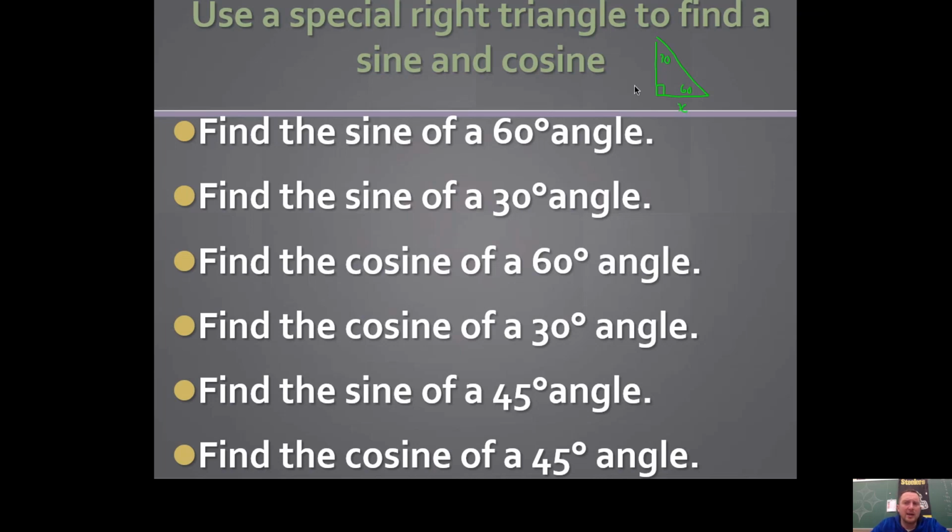We call our short leg x. Remember, our long leg is x square root of 3. Our hypotenuse would be 2x. That's how 30, 60, 90s work. So if you're finding sine of a 60, remember sine is opposite over hypotenuse.